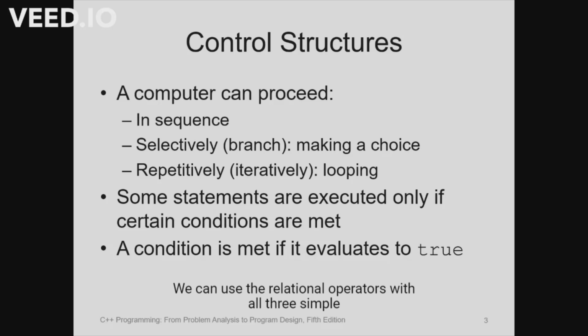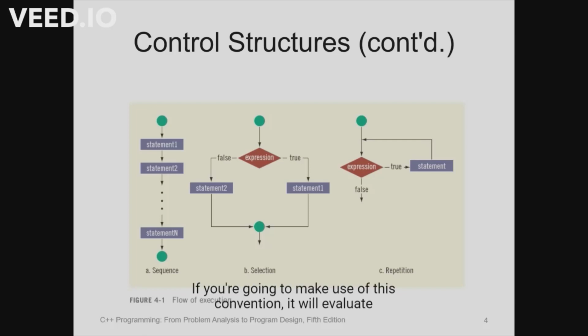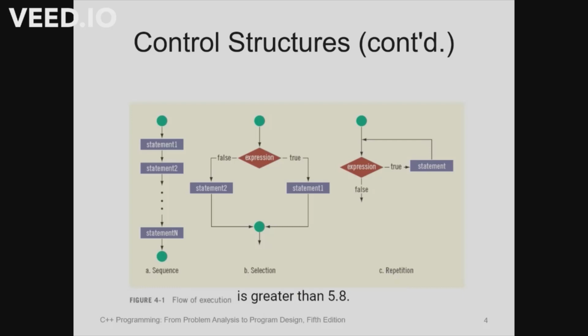We can use the relational operators with all three simple data types: integer, double, and character. For example, 8 less than 15. If you make use of this condition, it will evaluate to true, because 8 is less than 15. 6 is not equal to 6 will evaluate to false, because 6 is equal to 6. 2.5 is greater than 5.8. This one is a double type of value that evaluates to false. And 5.9 is less than or equal to 7.5 evaluates to true.